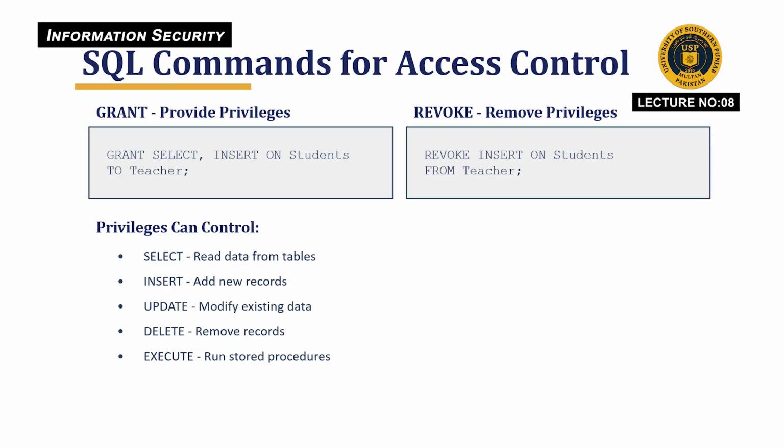For example, GRANT SELECT, INSERT ON student TO teacher. This allows the teacher to read records and insert records. And REVOKE INSERT ON student FROM teacher removes the insertion permission. So privileges can control: SELECT, read data from tables; INSERT, add new records; UPDATE, modify existing data; DELETE, remove records; and EXECUTE, run stored procedures.